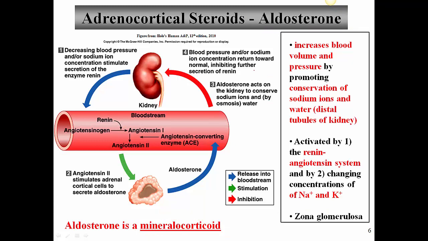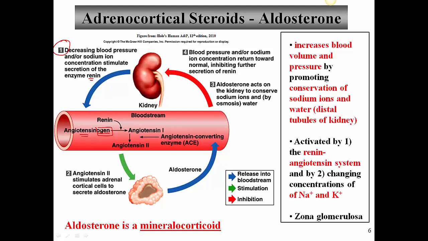Let's take a look at the loop and how this works. This is actually known as the renin-angiotensin-aldosterone system. We're going to come to this a little bit later when we talk about the kidneys, but let's describe it here. First, you'll see that decreasing blood pressure and/or sodium concentration in the plasma stimulate the secretion of an enzyme called renin from the kidney. And the renin goes into the blood, and it causes the conversion of something called angiotensinogen into angiotensin 1. You remember this OGEN ending on this means this is an inactive form of an enzyme.